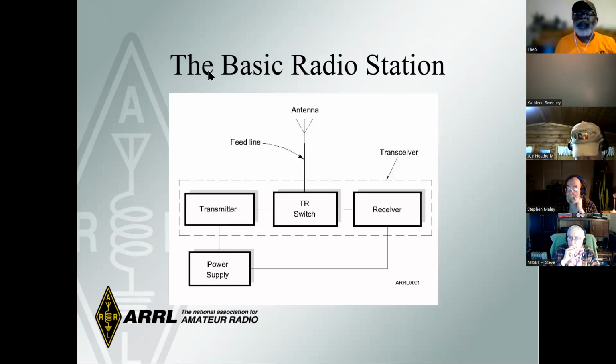Here we go. The basic radio station. The modern one might be slightly different than this, but we have the number one thing, the antenna. The transmitter, a transmit receive switch, and a receiver, and a power supply to power those. Now, in most of the radios that you see nowadays, the transmitter, TR switch, and receiver are all in one box, but they're all there, and they share circuits, and they work very well. Power supply is still somewhat separate. Occasionally, you'll find one that's built in.